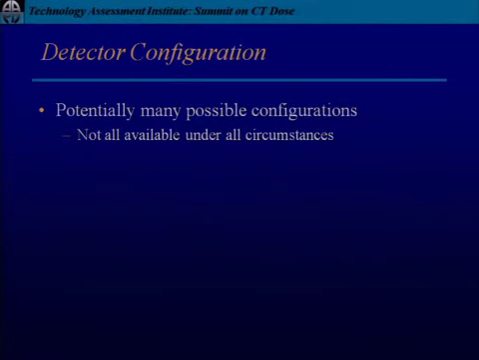Okay, with so many channels available today, 64, 128, and more, you can imagine that there are a tremendous number of options to choose from as far as different configurations and different total collimations. However, not all of these combinations are available under all circumstances. And actually, the vendors do a pretty good job of limiting the choices you have based on the protocols you've selected and what you're trying to image.